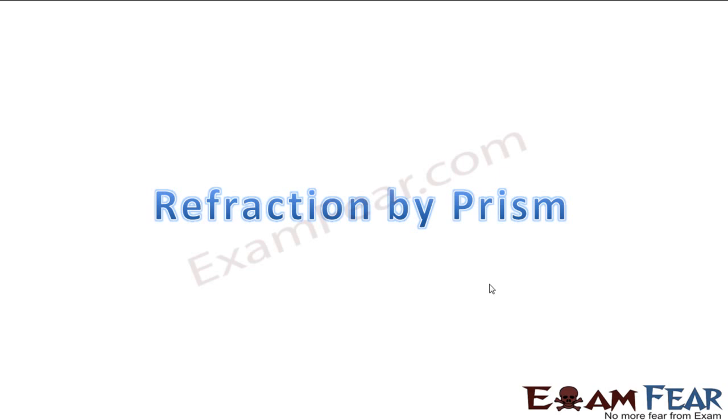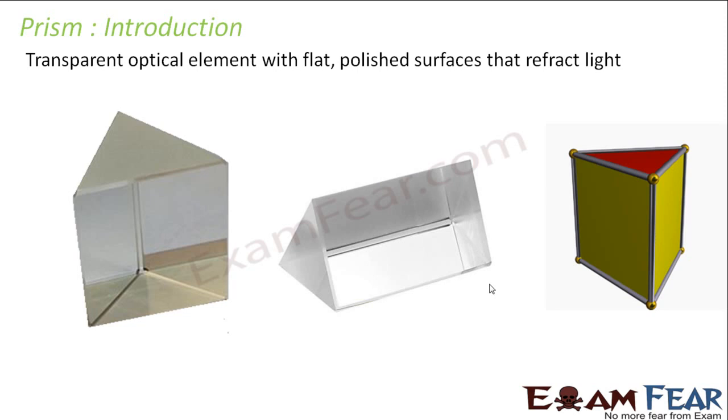So now we will talk about another new thing called prism. We will see how refraction takes place by prism. In our last lesson we talked about refraction by lenses, right? We saw how refraction takes place by lens. Now we will see how refraction takes place by prism. So before that we should know what a prism is.